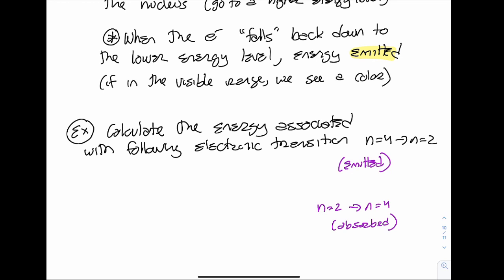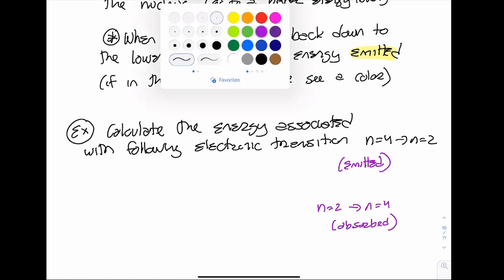If we're emitting, we're going down in energy level, right? Energy is going to be given off when the electron is becoming more stable. If we're absorbing energy, it's gaining energy, so it's going to be positive. Before we get into the math, I haven't given you the equation yet, but I do want you to wrap your head around these signs.